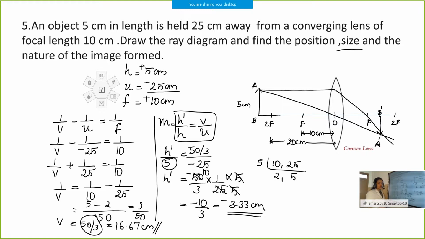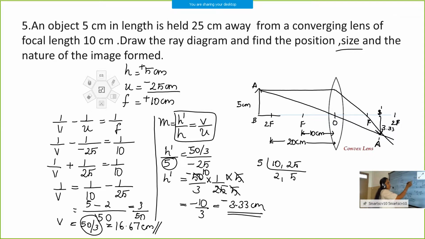It is below the principal axis. So that's the reason why you are getting a minus sign. So it is below the principal axis. Already we have drawn the image A dash B dash below the principal axis. And the height, now we got it as 3.33.